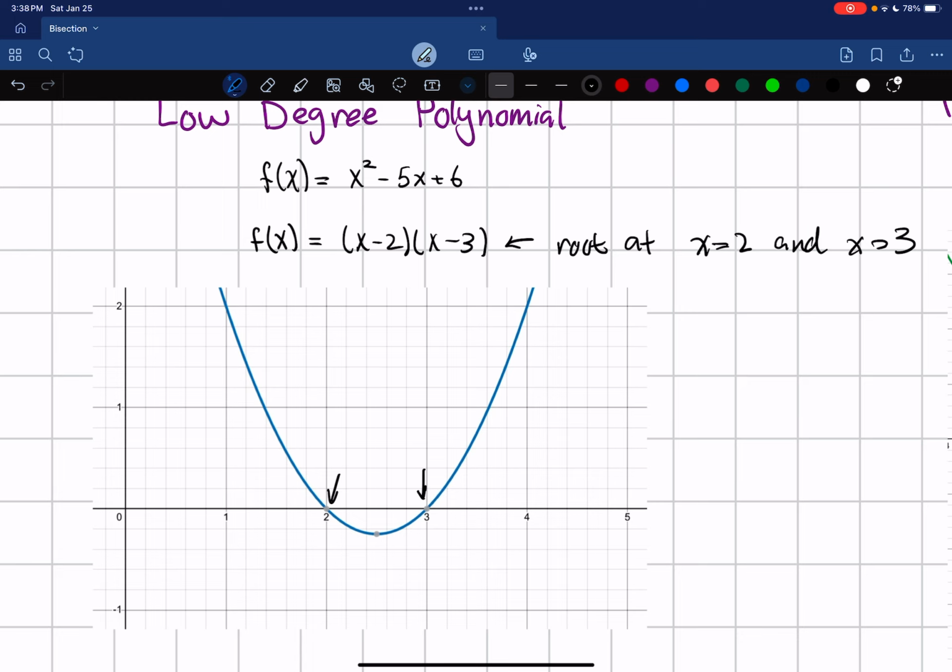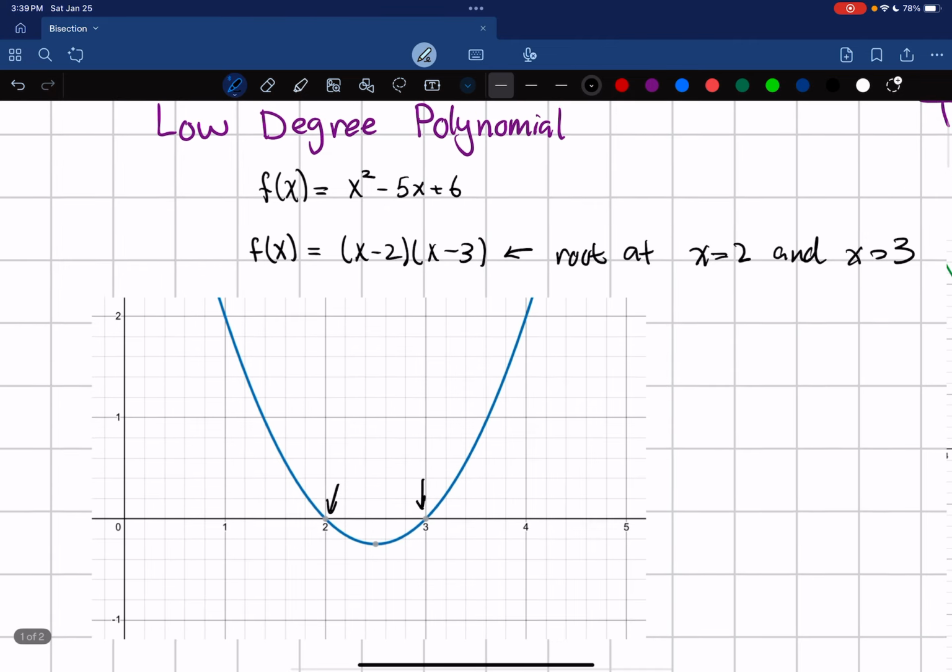And so for low degree polynomials and even higher degrees, so this is 2, for 3 you could also factor it. And obviously the higher degree polynomial you go, the harder factoring becomes. And that's when bisection becomes more of an option, like, hey, should I factor or should I use a different method like bisection or Newton's method, which we will learn later on.